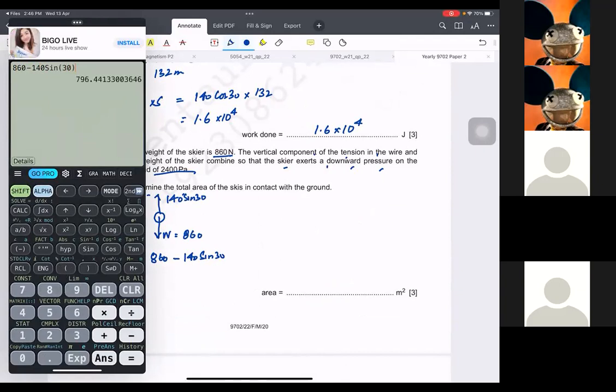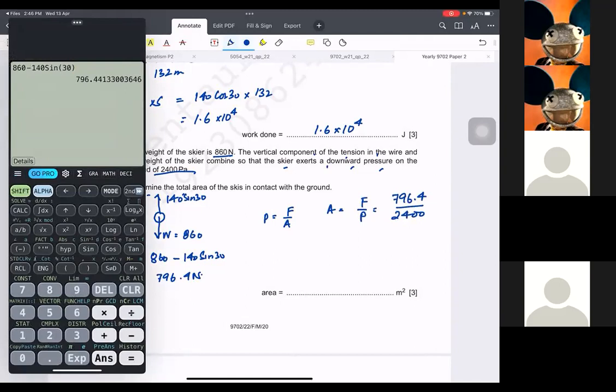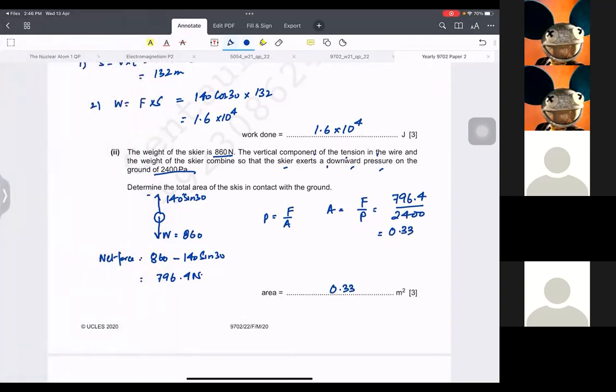So this is 796.4. Okay. Now pressure is equal to force over area. We want to find area. Force is 796.4 and the pressure is 24. So what you do? Just divide it by 24. So this is about 0.33. 0.33 meters square should be the area. If you have any questions, please let me know.